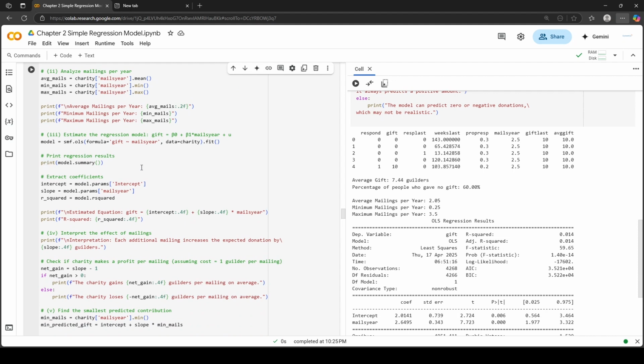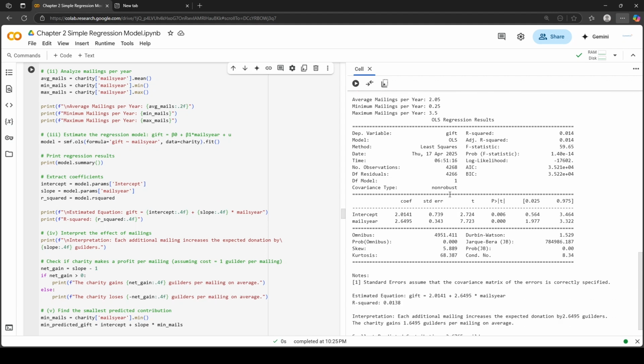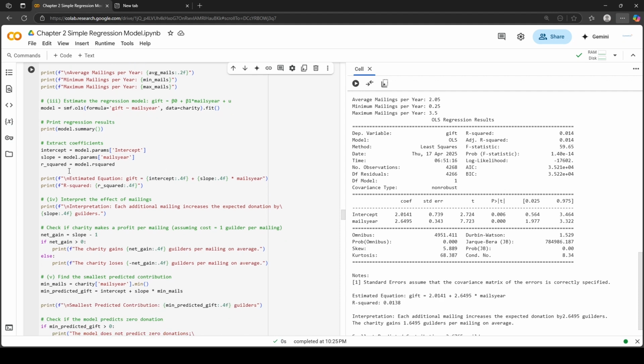Then type the regression results by typing print model.summary, and this is the summary of regression analysis. The coefficient on mails year is 2.64, that is, mails year positively impacts gift value, and the intercept is 2.01. And now we can extract the coefficients to write the estimated equation.